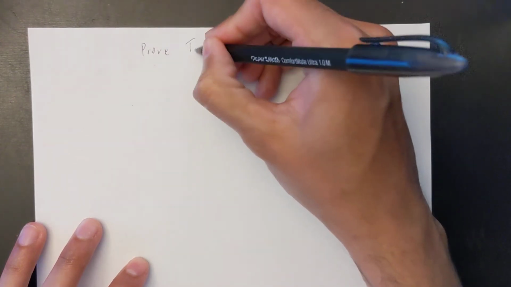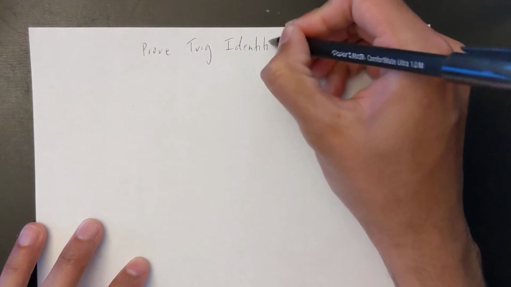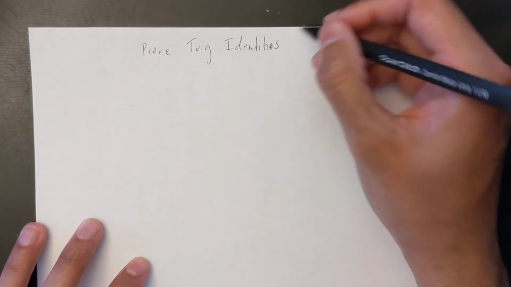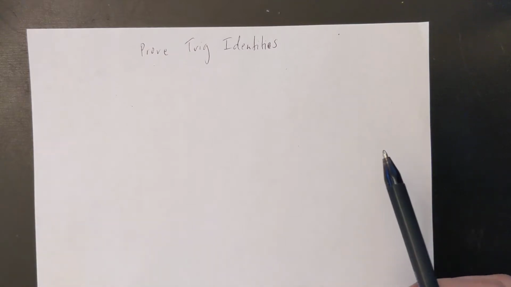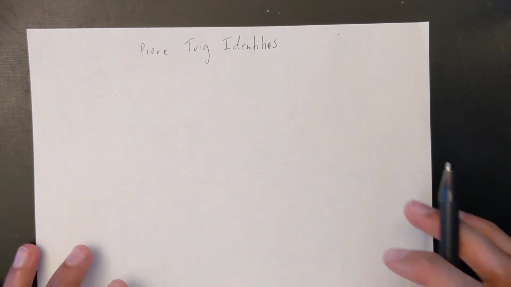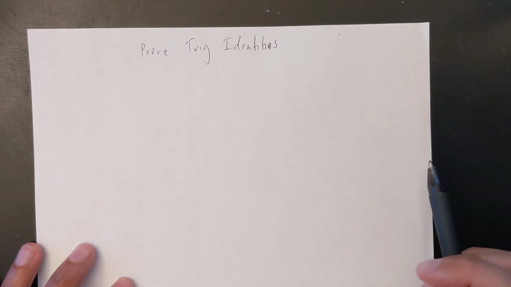Alright, so in this video we are going to learn how to prove trig identities, and I'm going to solve a whole list of problems, but before I do that I'm just going to give you the key points in solving trig identities. Now for most problems you have 3 steps that you want to do.